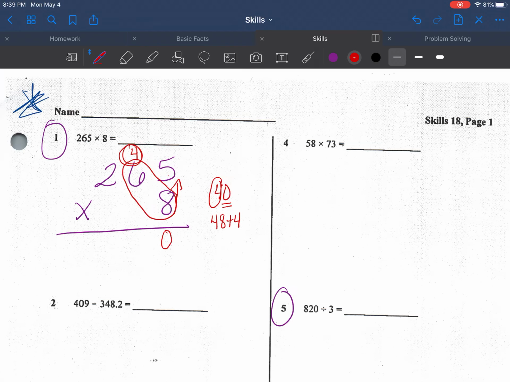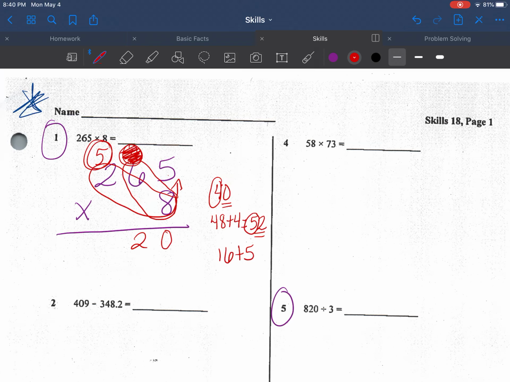Now I'm going to go ahead and multiply with my tens. 6 times 8 equals 48. But remember, we had 4 that we had regrouped. So that would be 48 plus 4 equals 52. I do not write 52. We write the 2, and the 5 gets regrouped. I'm going to go ahead and scratch this one off because we already used the 4.